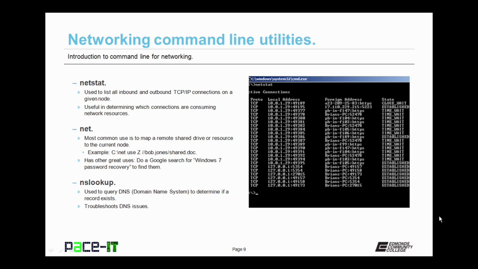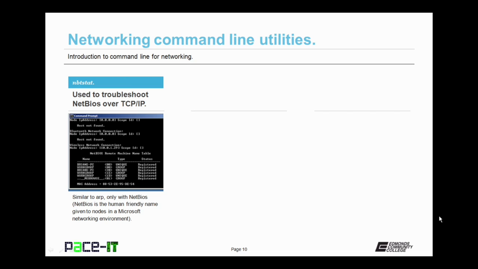NSLOOKUP is used to query DNS to determine if a record exists. It's very useful in troubleshooting DNS issues. Now let's talk about NBTSTAT. It's used to troubleshoot NetBIOS over TCP/IP. It's very similar in function to ARP, only with NetBIOS. NetBIOS is the human-friendly name given to nodes, and we will be discussing ARP in just a moment.